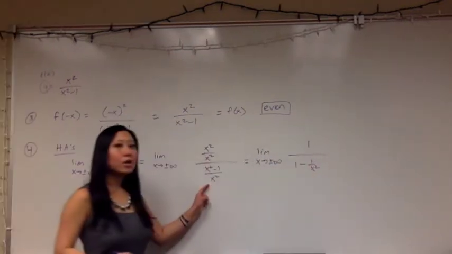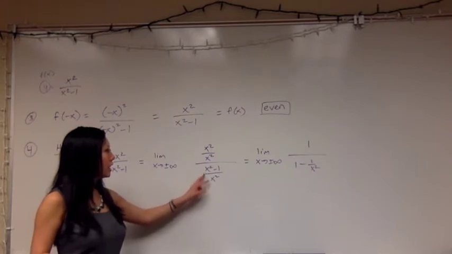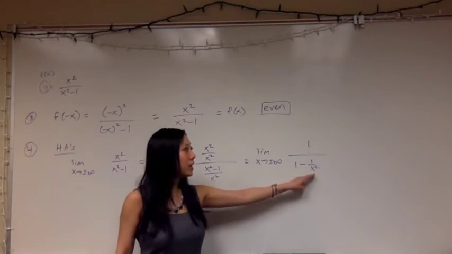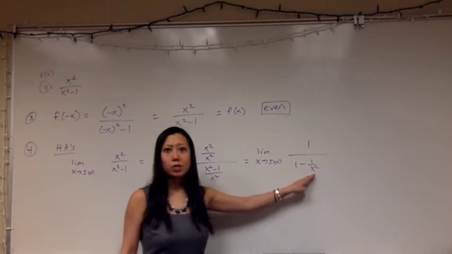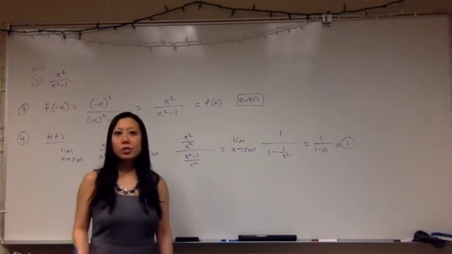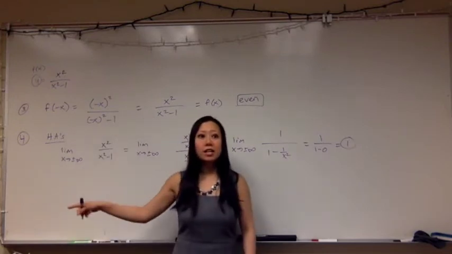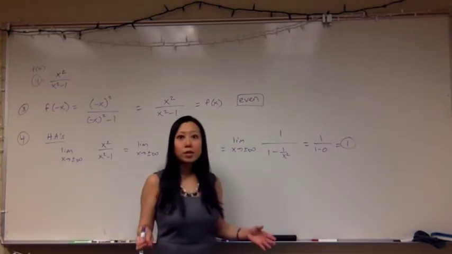Now I simplify this function and I get 1 over, and then I can split this numerator, and I get 1 minus 1 over x squared. And now when I take the limit of this, I know that 1 over x squared approaches 0, so I have 1 over 1 minus 0, which is 1. So we get that the limit is 1, so as x approaches infinity or x approaches negative infinity, we know that the function is approaching 1, right? The y value is approaching 1.